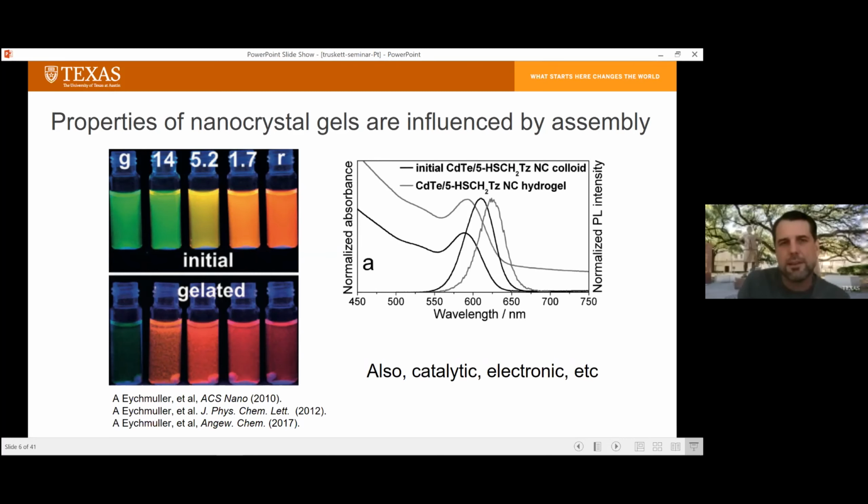And of course, people have begun to think about how do you develop systems with tunable properties that have catalytic applications, electronic applications, etc. And so broadly speaking, we would like to be able to think about a platform for being able to do this in a controlled way.